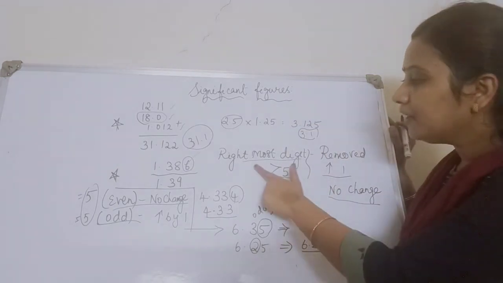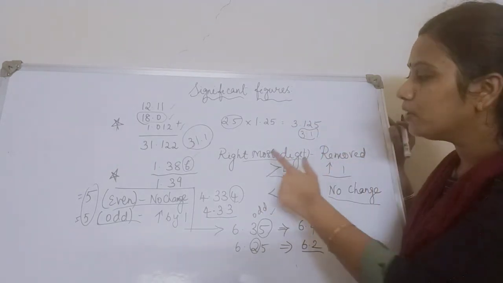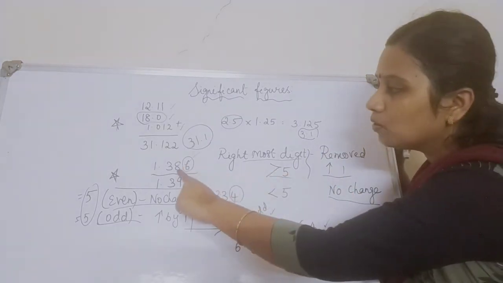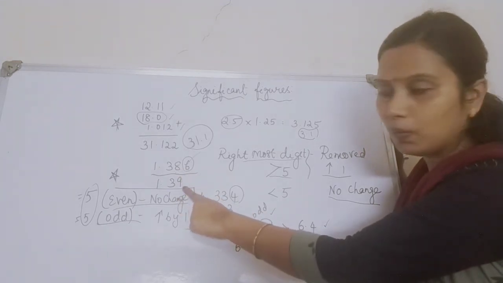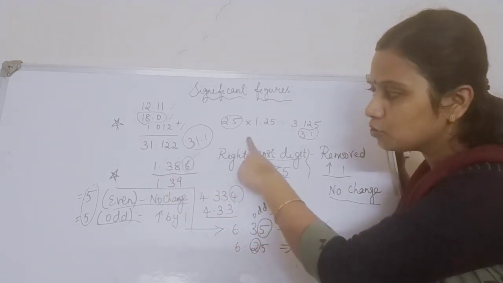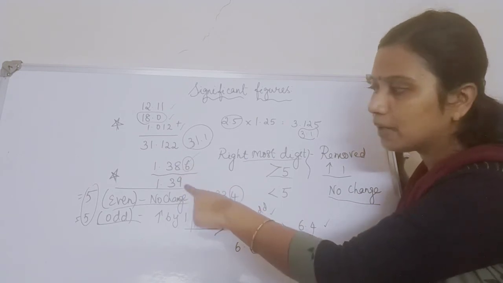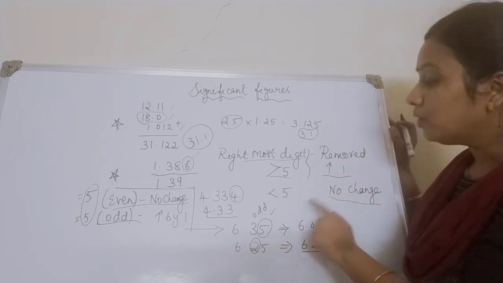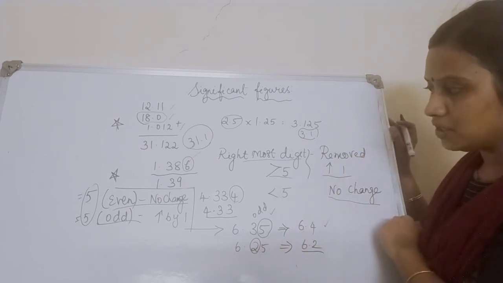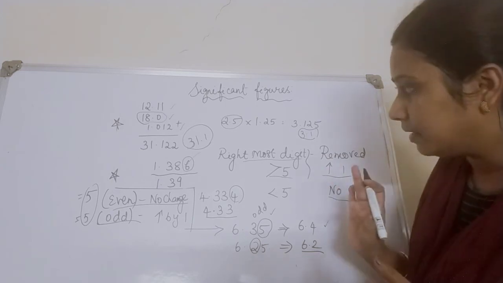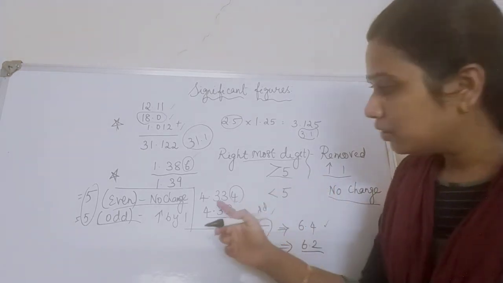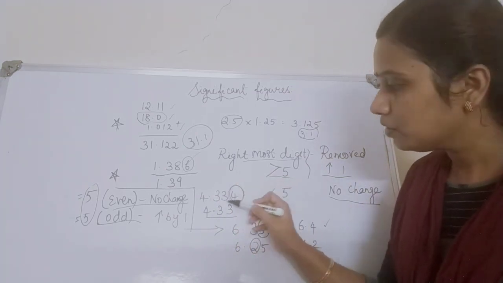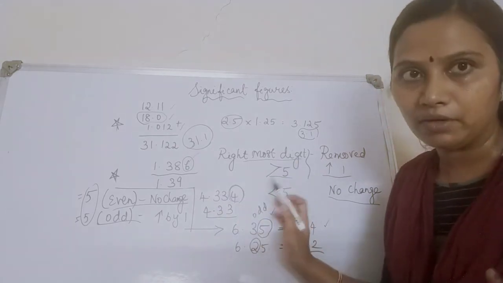Clear? Then if I want to round off a value such that I am going to remove the rightmost digit. If the rightmost digit is greater than 5, then the preceding number should be increased by 1. In 1.386, 6 has to be removed, so the preceding number 8 is increased by 1, that is 1.39. Clear? If the rightmost digit to be removed is less than 5, then there is no change. Done. Then if you want me to run the example, it is 4.334. This is the rightmost digit to be removed. It is less than 5, that is 4. So I didn't do any change. I have just written it like that only, 4.33.